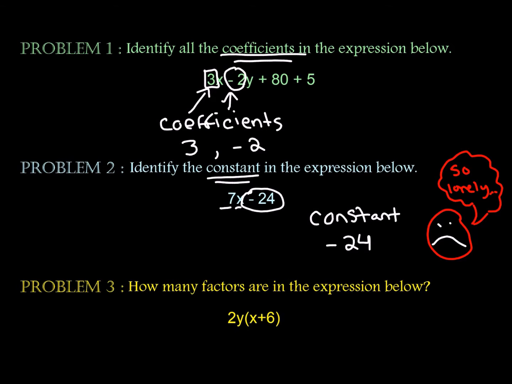Problem number 3. How many factors are in the expression below? So remember that factors are things that are multiplied by one another. So in this expression, I'm going to break it apart into things that are multiplied together. So that's 2 times y times the quantity x plus 6. So in this situation, you see that there are 3 factors. So there's a 2, a y, and a quantity of x plus 6. So the answer to problem 3 is 3.